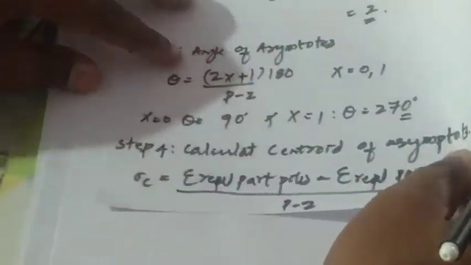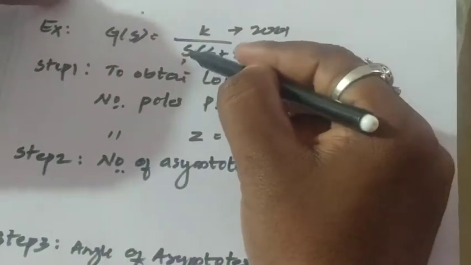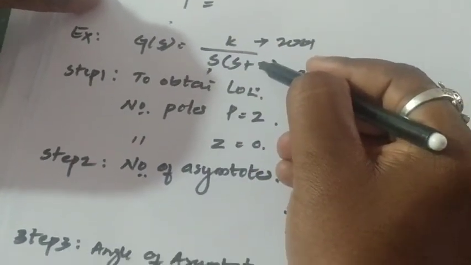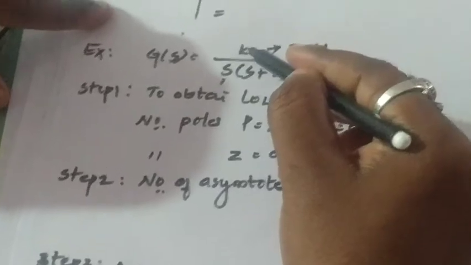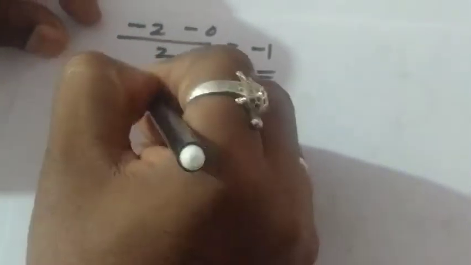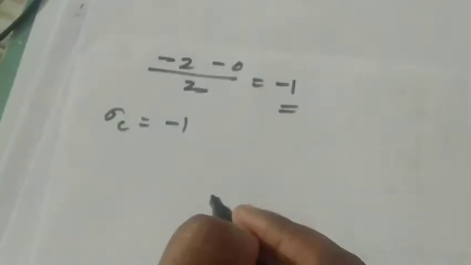From the equation, the real parts of poles are 0 and minus 2, and there are no zeros, so the real part of zeros is 0. Therefore sigma c is equal to minus 2 minus 0 divided by 2, which is minus 1. So minus 1 is the centroid point on the negative real axis.